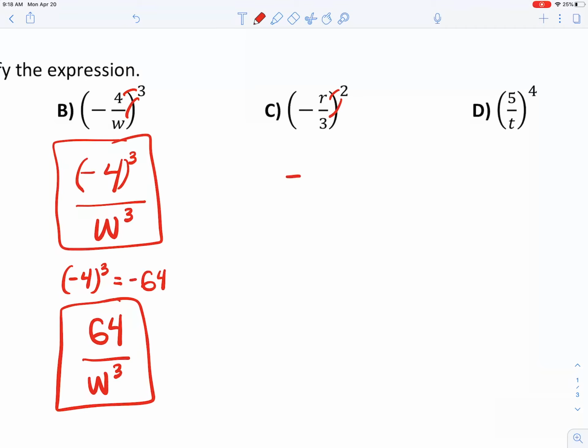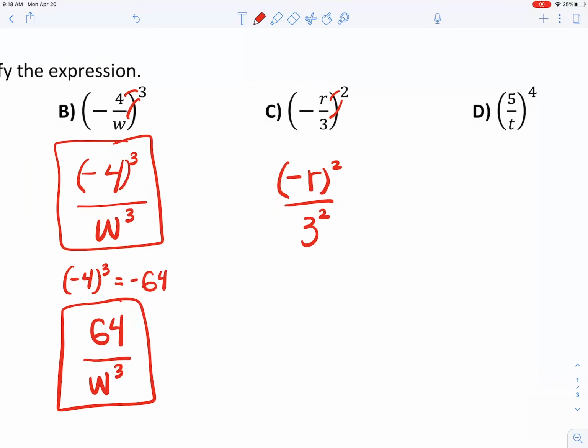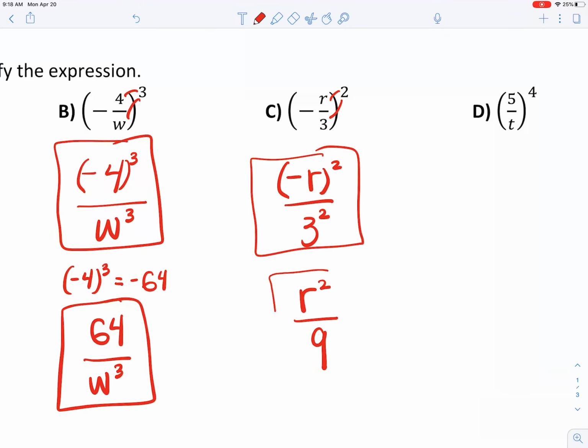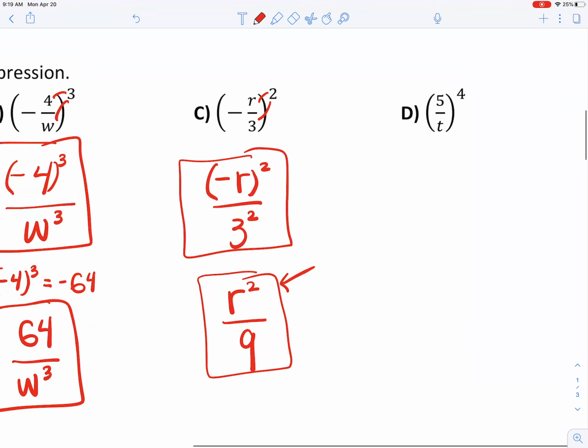Letter C, we're going to distribute again. So we've got negative r squared over 3 squared. Okay, and this one, I know that a negative times a negative is a positive. So maybe the better answer would be r squared over 3 squared, and 3 squared is 9. If you left your answer like this, I am okay with that. If you simplified it, this is probably the better of the two answers, but either one is acceptable.